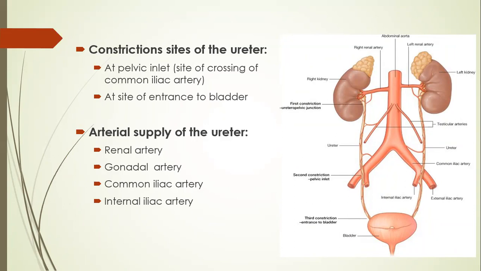So what are normal constrictions? Okay, there are two constrictions. One at the pelvic inlet, the site of crossing of the common iliac artery. So when it is passing here, crossing this junction between the common iliac and the division of the common iliac into external and internal iliac arteries, here one constriction will be there, and the second constriction will be at the opening of the bladder.